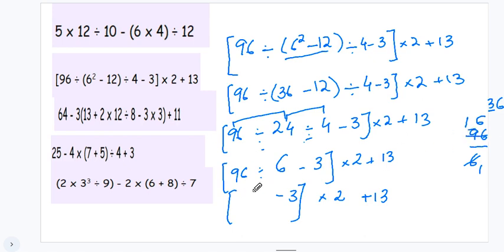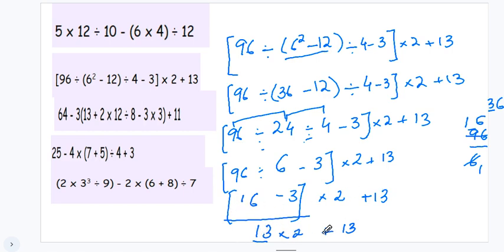It means 96 divided by 6 is 16, right? 16 minus 3 is 13 times 2 plus 13. Because this bracket has been solved now, we know the answer is 13, so we have finished the bracket.